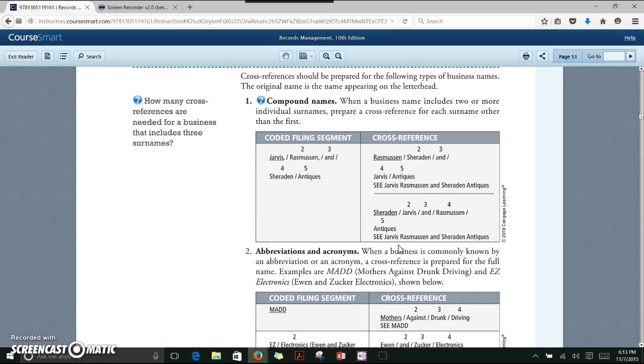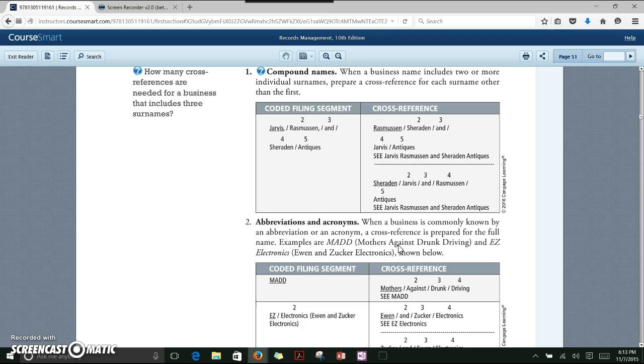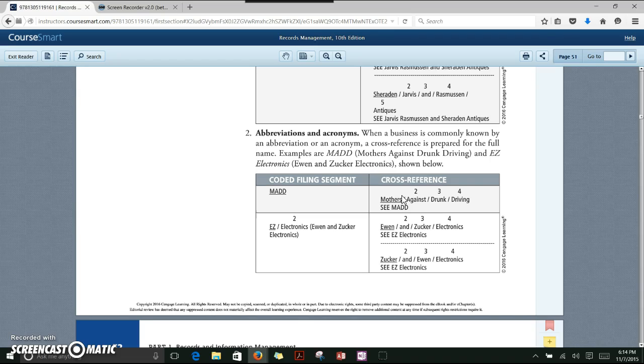And then we have business names that are compound, like Jarvis, Rasmussen, and Sheridan Antiques, and then it has to have 2 cross-references, an original under Jarvis, and then also a cross-reference under Rasmussen and also Sheridan, and abbreviations and acronyms. Like MAD, Mothers Against Drunk Driving, is normally known as that, but it also needs to be spelled out and filed under that as well.